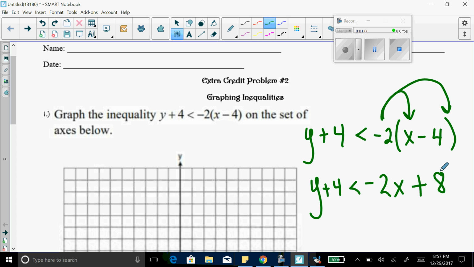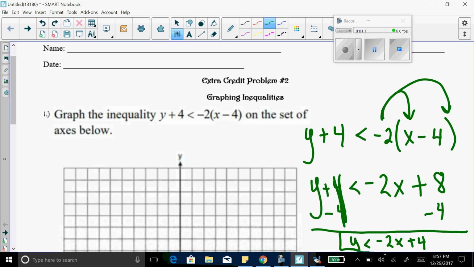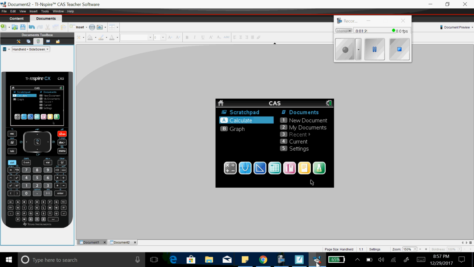So y is still not by itself. I need to get this 4 away. The 4's cancel, and I get y is less than negative 2x plus 4. And there's my inequality.